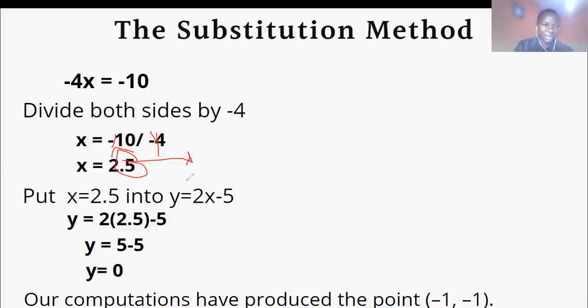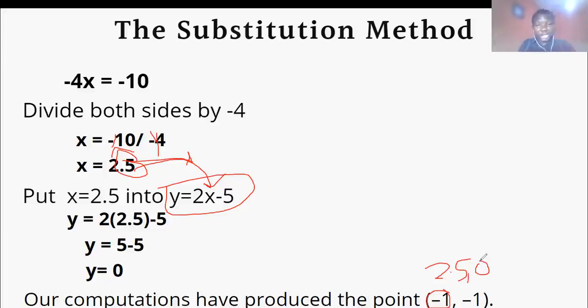And you remember the equation, the previous equation, last one, when we tried to make the y the subject of the formula. This was our equation. So you plug in the y back into this equation. You are going to have 2 times 2.5, which is 5. So 5 minus 5 is equal to 0. So our computation produced 2.5. I'm sorry for putting that there, just a typographical error, and 0. So 2.5 and 0, that's the solution to this problem.